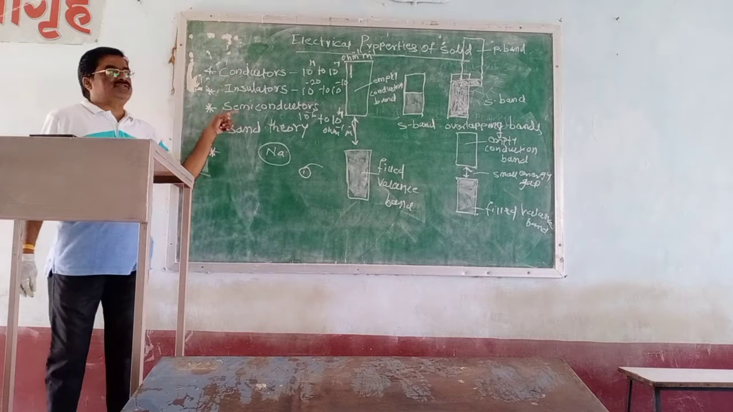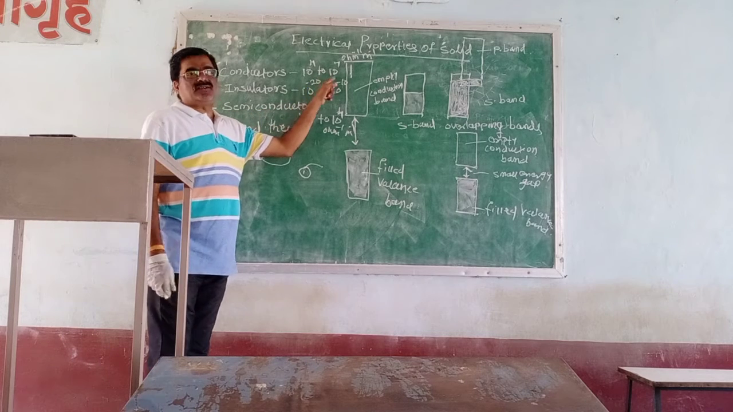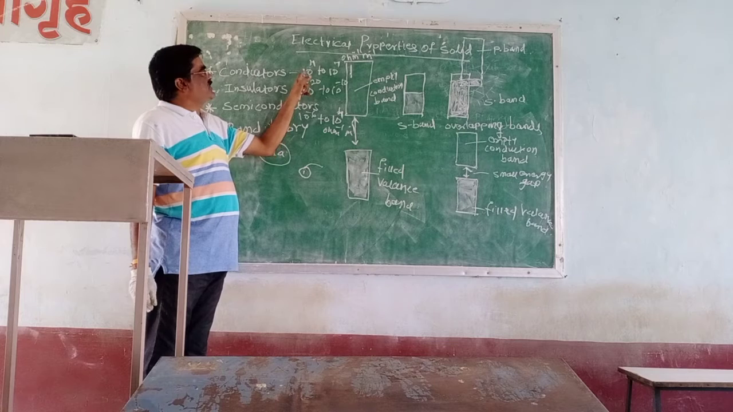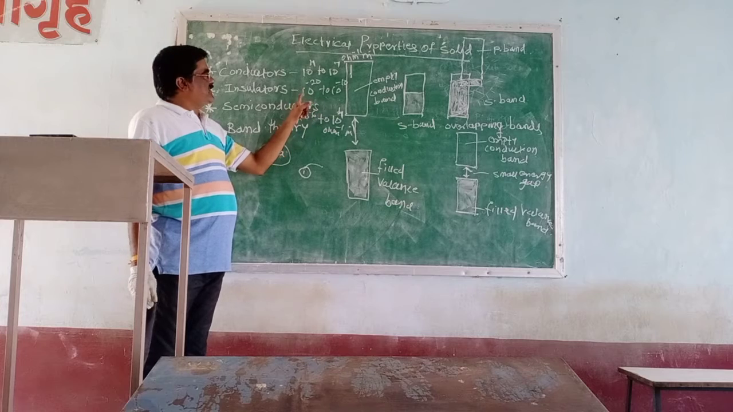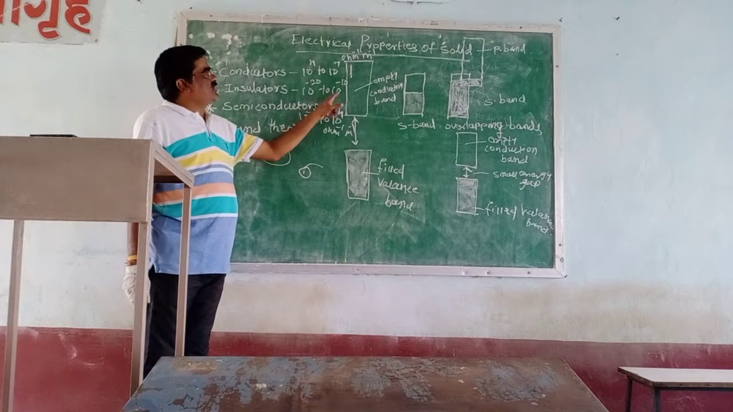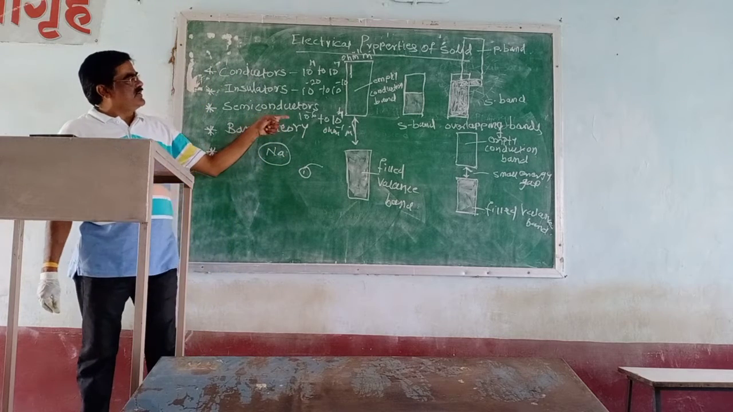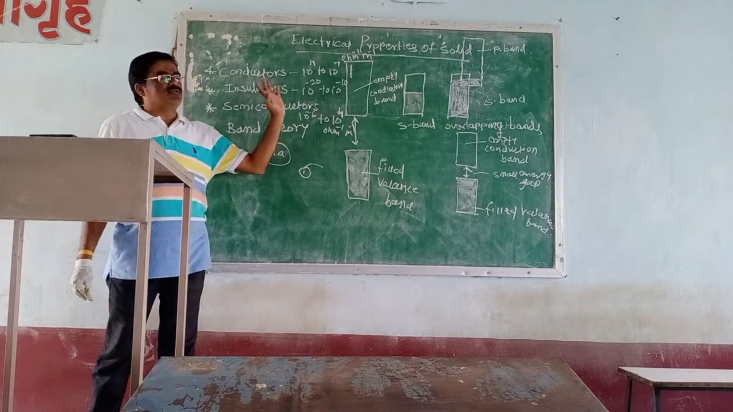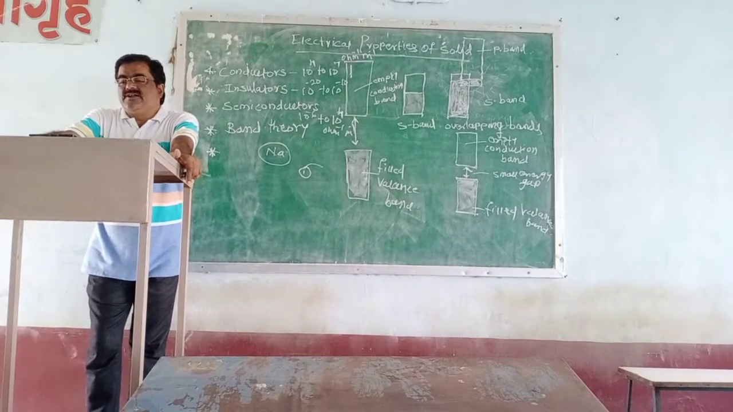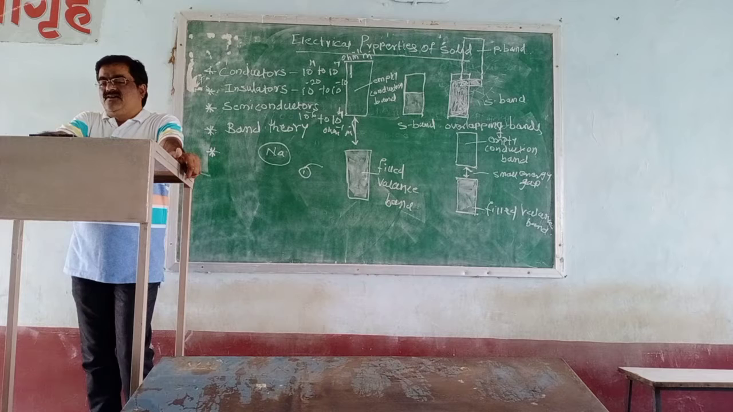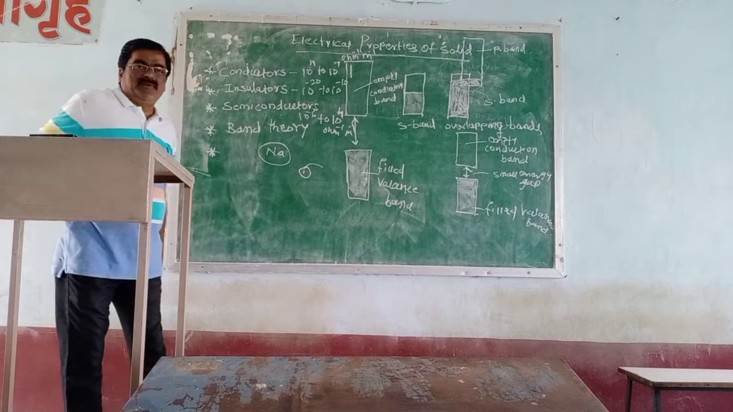So these three solids, conductors, insulators or semiconductors, have different conductivities. Conductors have conductivity 10 to the power 4 to 10 to the power 7 ohm per meter. Insulators have the lower conductivity, 10 to the power minus 20 to 10 to the power minus 10 ohm per meter. And semiconductors are the solids having conductivity between 10 to the power minus 6 to 10 to the power 4 ohm per meter. This range is intermediate between the conductors and the insulators. Metalloids like silicon and germanium belong to the semiconductors.